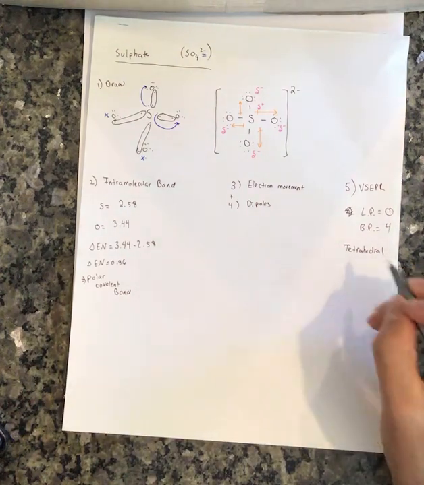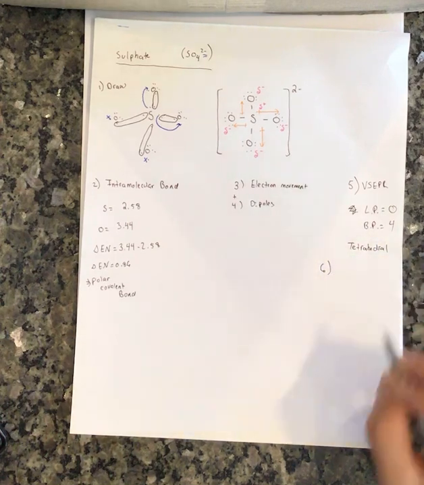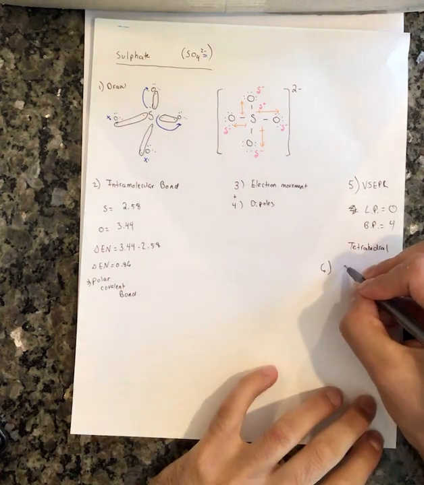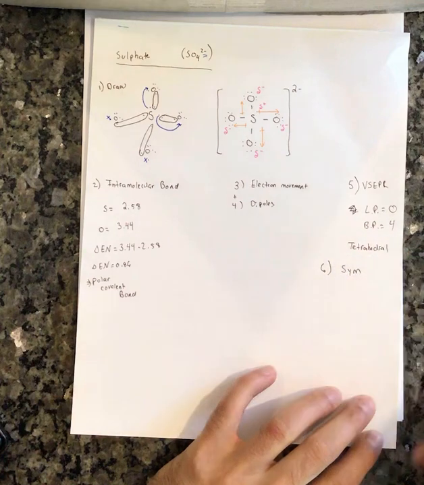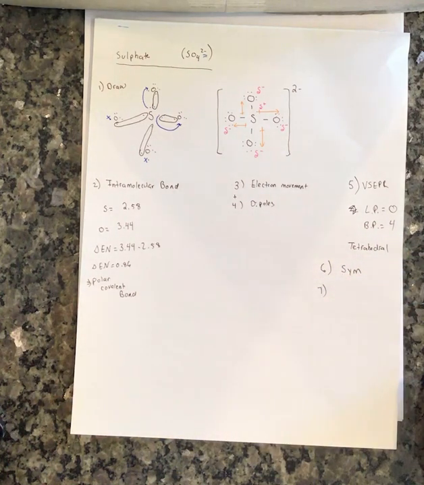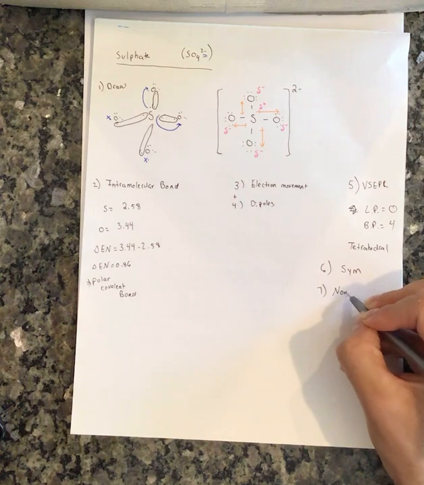Okay. So question 6, I'm going to just go in order here. Is tetrahedral symmetrical or non-symmetrical? Looking at your structure on that VSEPR structure sheet, you should have come up with the fact that this here is symmetrical. 7, like we've done before, is this a polar or a non-polar molecule? Because it's symmetrical, it's going to be non-polar.